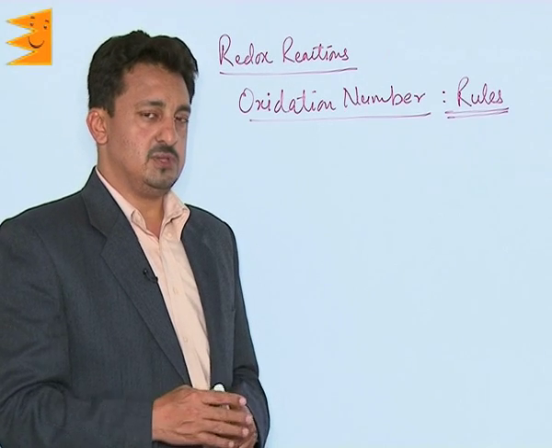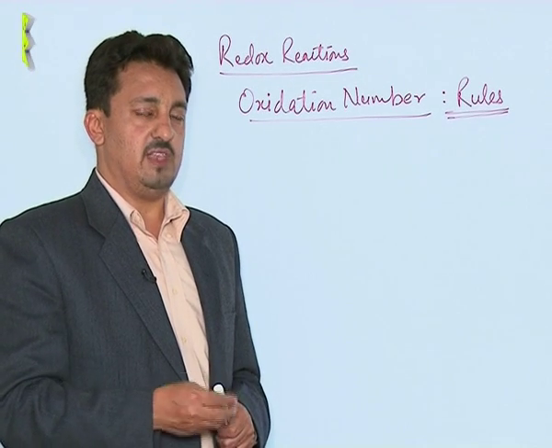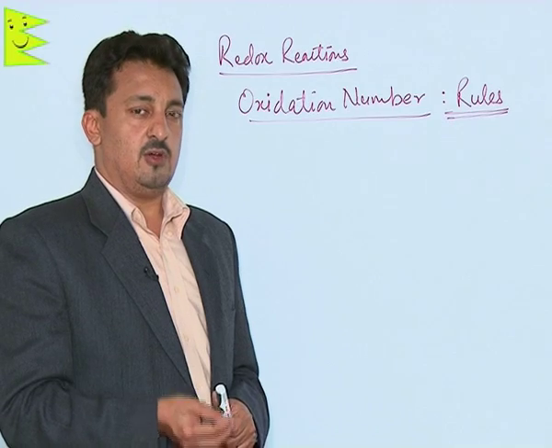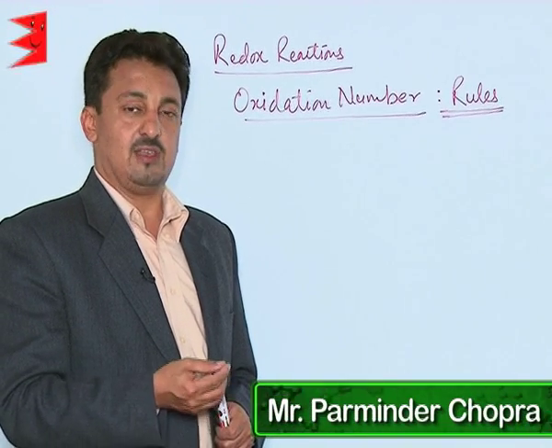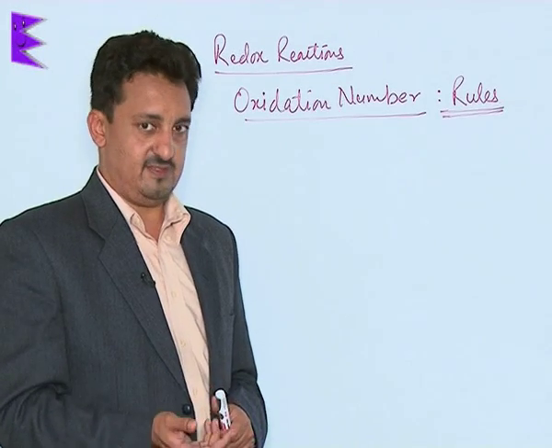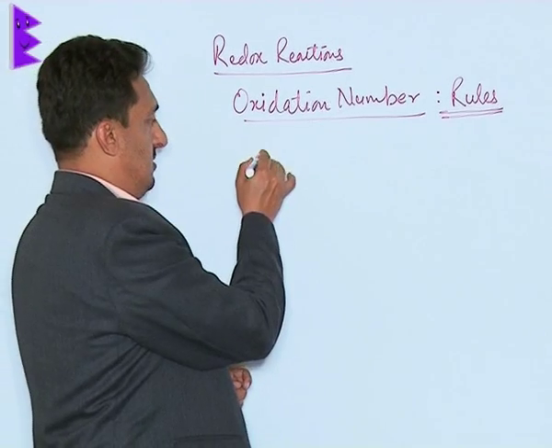There are certain rules which we have to follow, or which anybody has to follow, in order to find out the oxidation state or number of any particular atom in any particular species. The rules are like this.